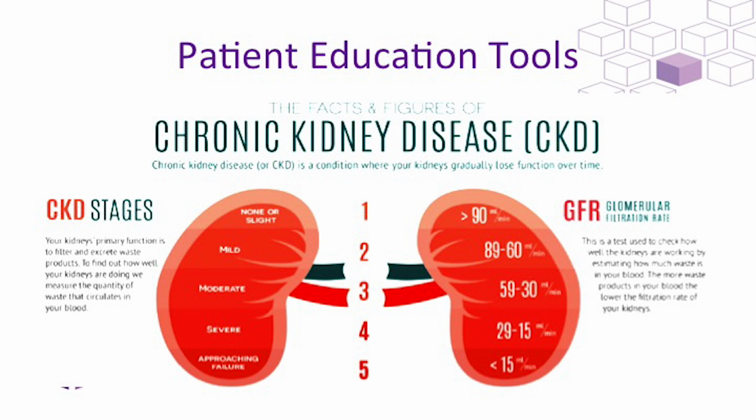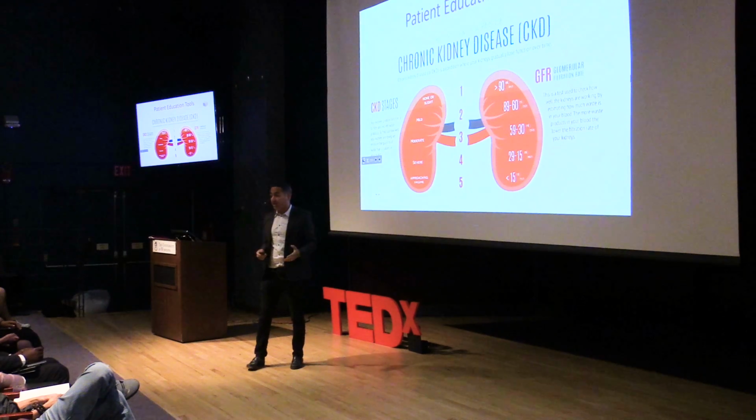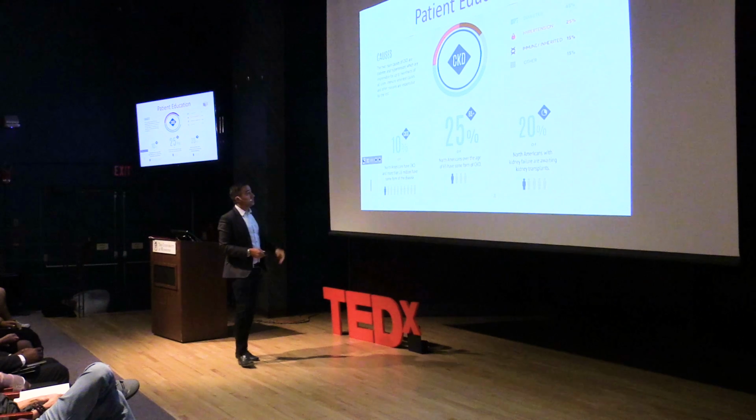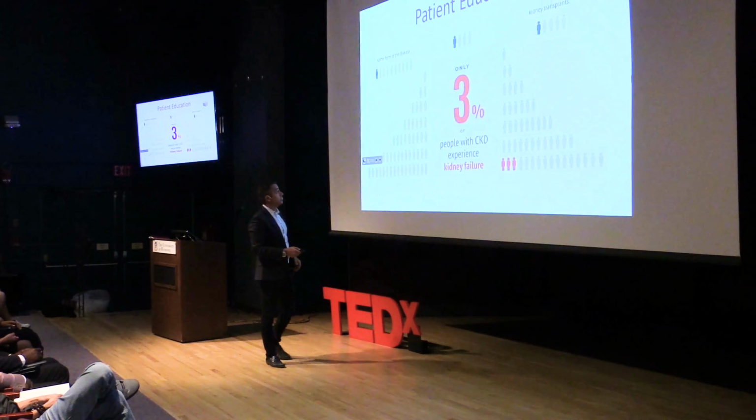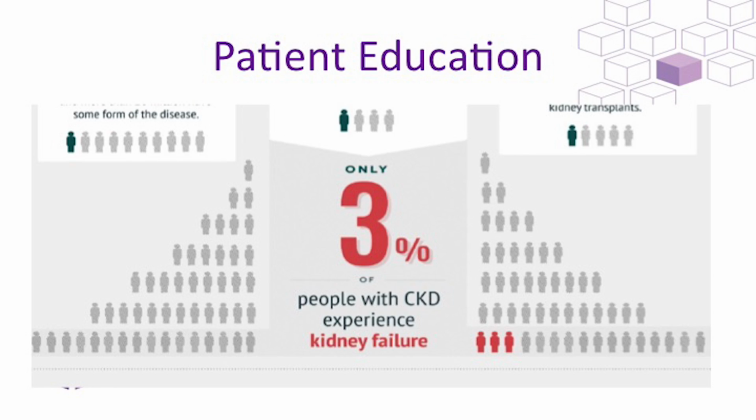We start our conversation just like this. We say, your kidney's main job is to filter and excrete waste product. There are 5 stages of kidney disease where kidney function goes from more than 90% all the way down to 15. We tell them that diabetes causes 45% of kidney disease, that high blood pressure causes a quarter, and that they're not alone, that 10% of North Americans have kidney disease, that 25% of them over the age of 65 have kidney disease, and a lot of them are awaiting kidney transplants. We tell them not to worry, because only 3% of patients with kidney disease experience kidney failure.